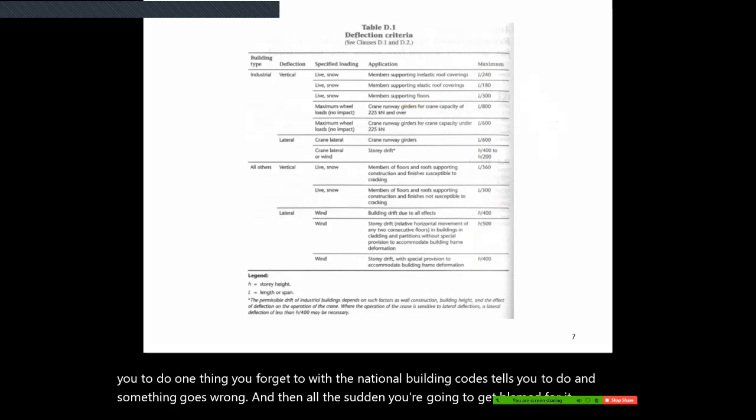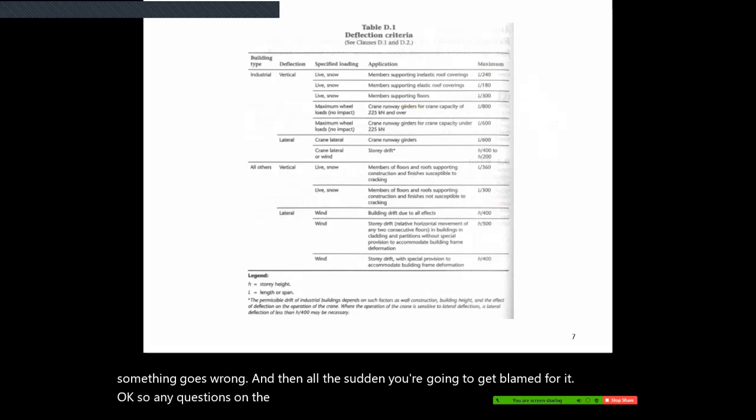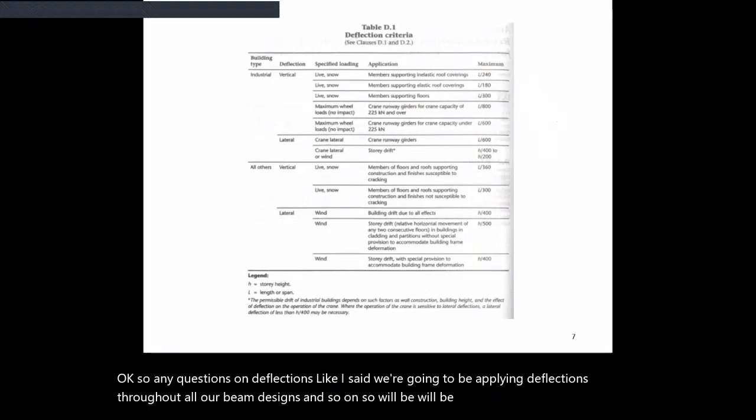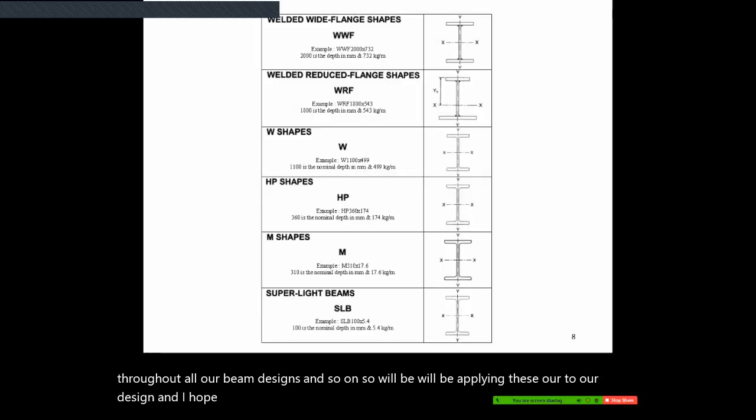Okay, so any questions on deflections? Like I said, we're going to be applying deflections throughout all our beam designs and so on. So we'll be applying these to our design.